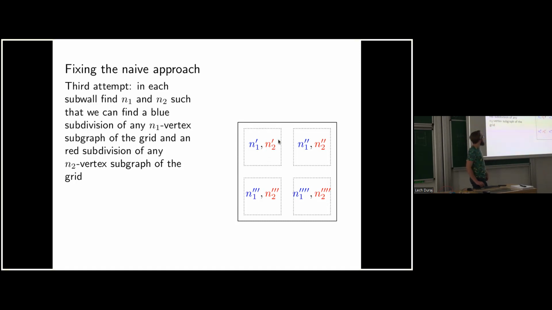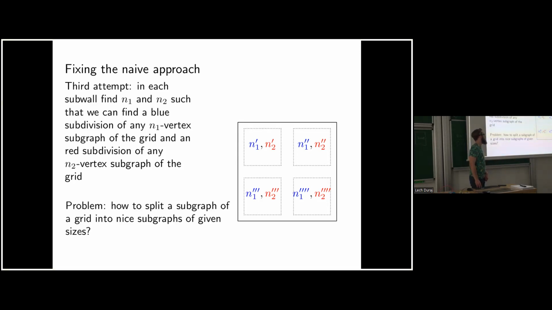So we would like our recursive calls to return us some two values n1 and n2, such that whenever I want some graph of size n1, I get it, and whenever I want a blue graph of size n1, I get it, and whenever I want a red graph of size n2, I can get it. And this is also wrong. This is a bit too strong.